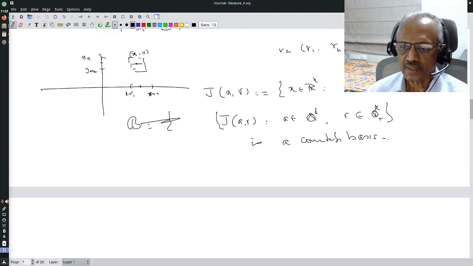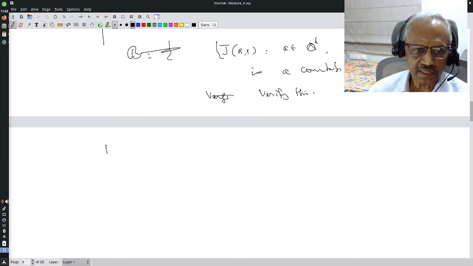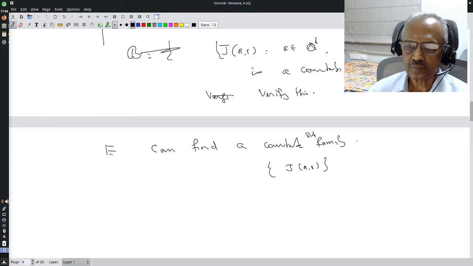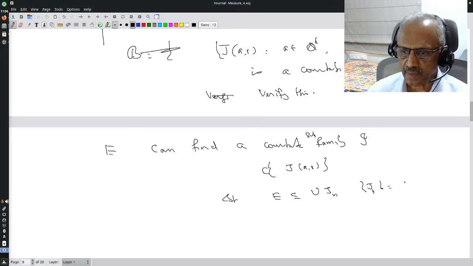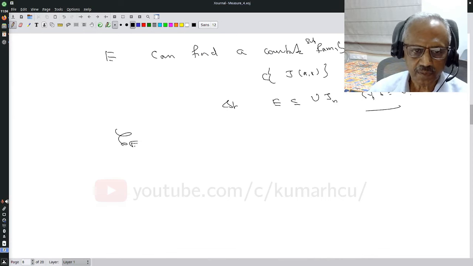Okay, these are all easy to check. Again, easy to check. Later you verify this. Right, this immediately tells me if you give me any set E, I can always find a countable subfamily I from this collection, so that E is contained in the union of J_n, where J_n is in I. Therefore, what I have shown is this C of E is not empty for any subset E of R^K.